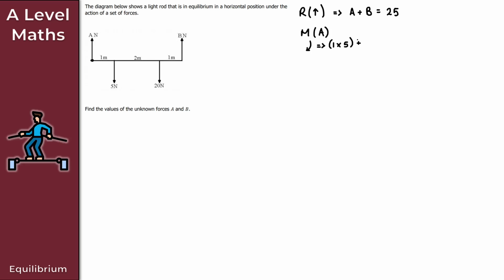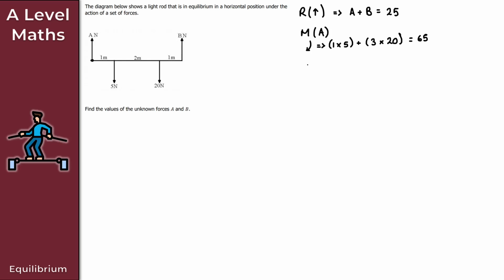I also need the second moment here, which is going to be 3 because it's the perpendicular distance. So that's 1 plus 2. So I get 3 times the magnitude of the force, which is 20. So 3 times 20 here, like so. And if we evaluate this, what do I get? So 1 times 5 is 5. 3 times 20 is 60. So 5 plus 60 gives us 65 there.